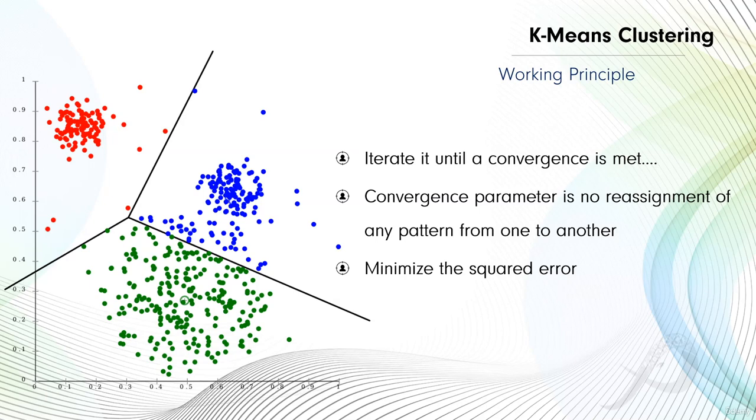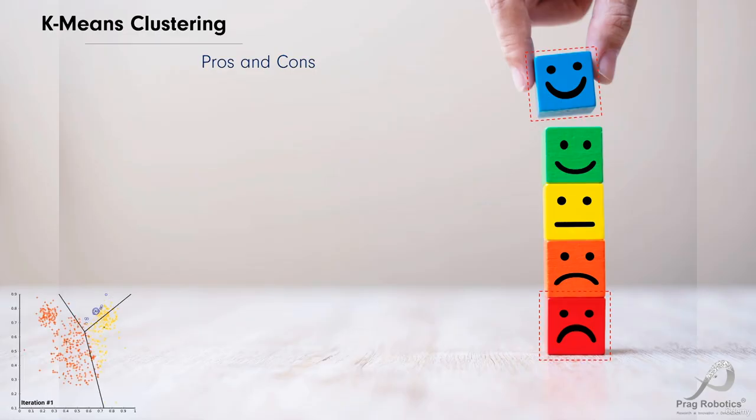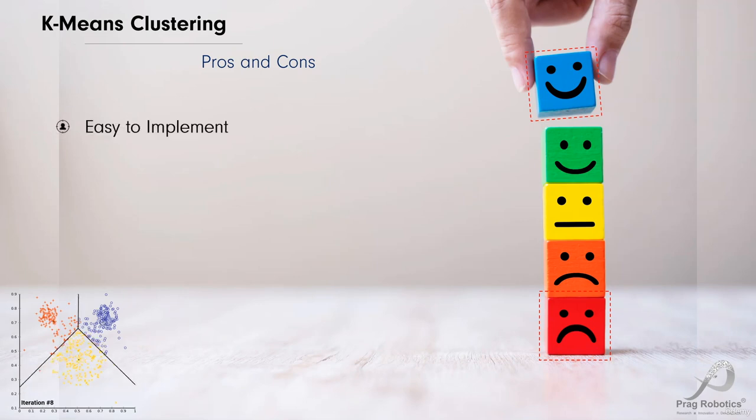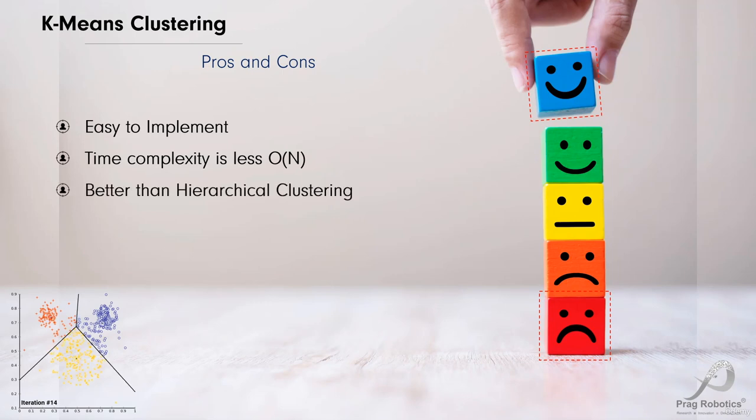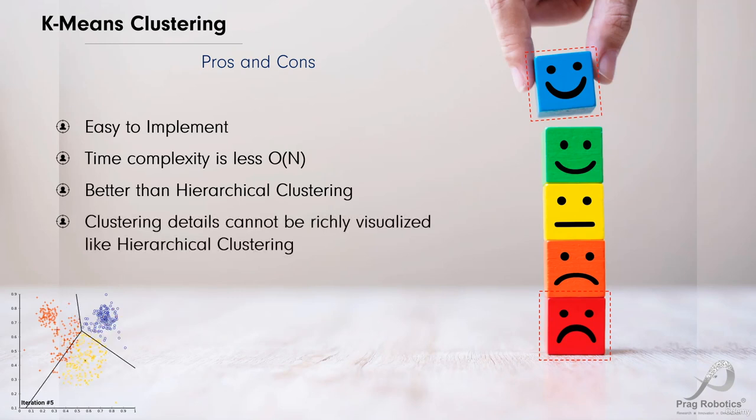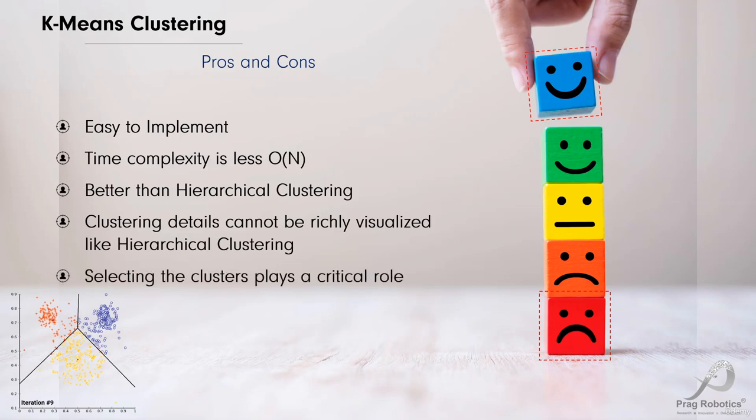So now that we know what's the working principle of k-means clustering, let us now understand what are the pros and cons of the k-means. It is easy to implement. The time complexity of the program is very less. This process yields a better outcome than the hierarchical clustering. But we will not get rich visualization of the cluster details, and the step of selecting the clusters plays a vital role in k-means clustering.